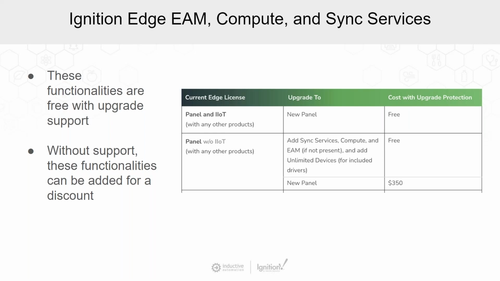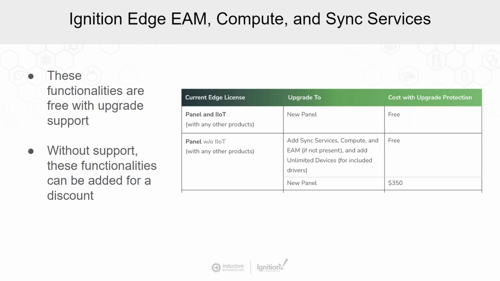But what if I didn't have EAM, or I didn't have Edge Compute or Sync Services? Doesn't matter, you'll get those all added for free. What if I had just panel, but I didn't have IIoT? Then we'll add Sync Services and Compute and EAM for free. Those will come now just with your panel, and you'll get the changes to unlimited devices. But if you wanted to add the IIoT piece of it, then there's going to be a little cost that gets added to that.